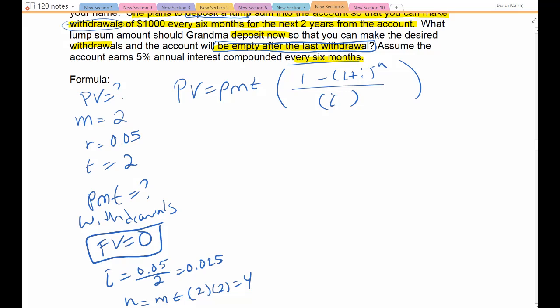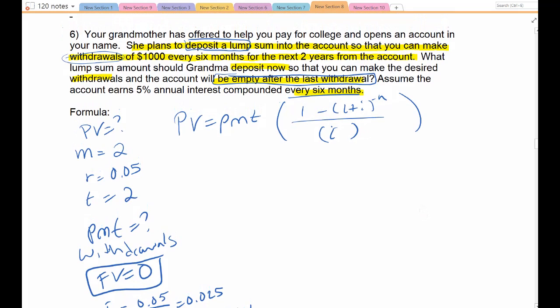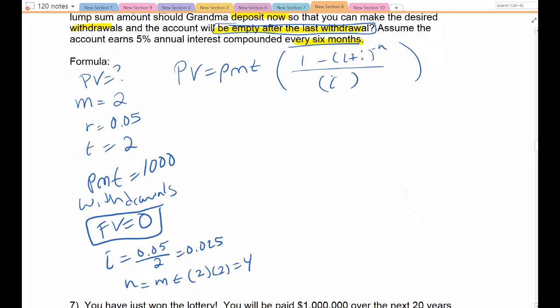I know what the withdrawals are. I'm going to pull out $1,000. The $1,000 are my withdrawals, right? I'm taking $1,000 out, and so 4 times, you're going to get $1,000. So it means $4,000 is what you get, but Grandma doesn't have to put $4,000 in the account. She gets to put a little less than $4,000 because some of it is going to come from the interest rate.